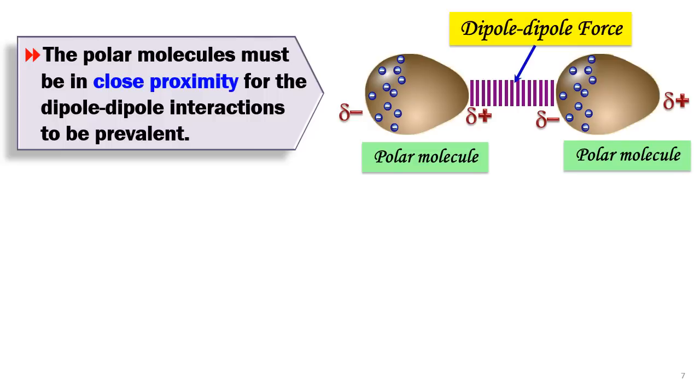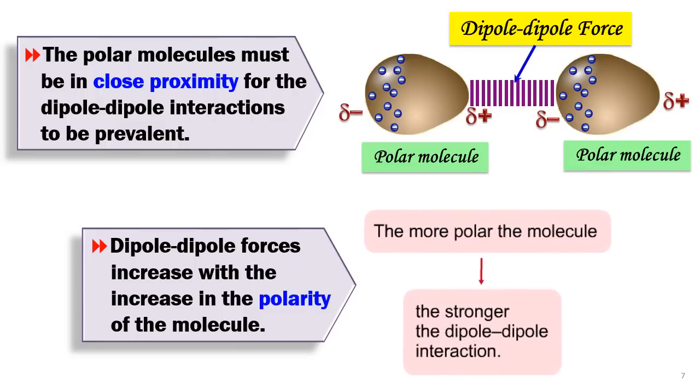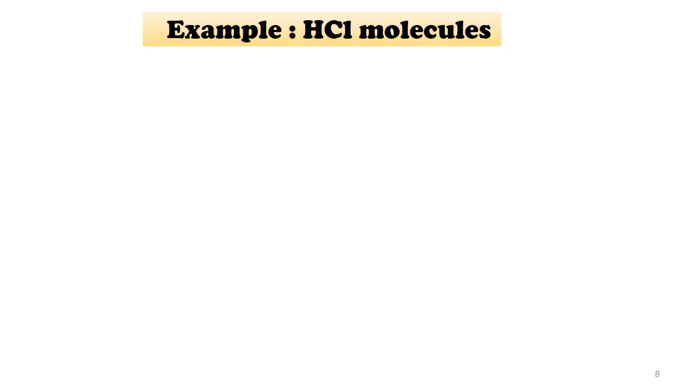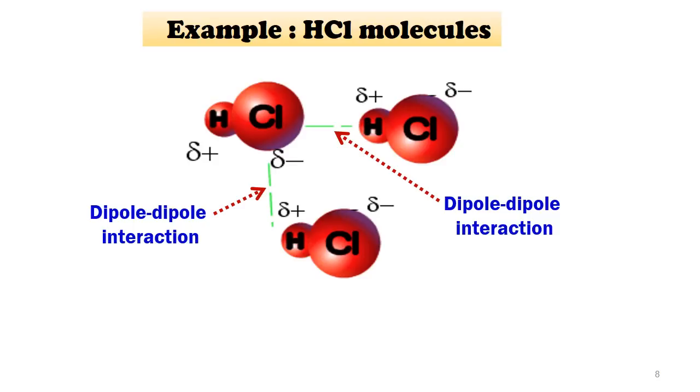So I have two polar molecules in this diagram, and the attractive forces between them is the dipole-dipole force. Since different polar molecules have different level of polarity, dipole-dipole forces increase with the increase in the polarity of the molecule. The more polar the molecule, the stronger the dipole-dipole interaction. Well, this is another diagram showing example of dipole-dipole interaction between HCl molecules. Yeah, HCl is a polar molecule.